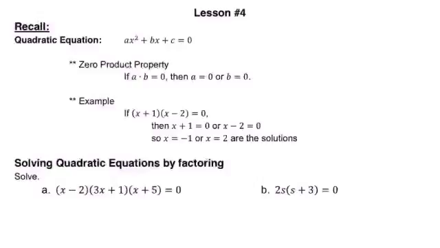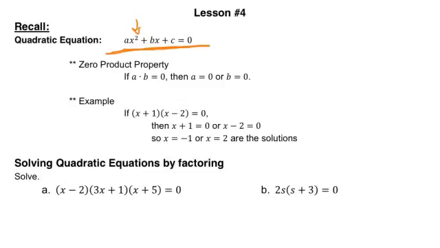So if you recall, a quadratic equation is ax squared plus bx plus c equals 0. Notice we have an x squared that tells us it's quadratic. We have a trinomial, which means we have 3 terms, and it's equal to 0. So the zero product property just tells us that if a times b equals 0, then either a or b has to be equal to 0.